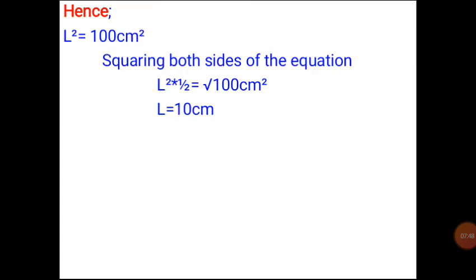Hence, when you take the square root of both sides, you have L raised to power 2 times 1 over 2. 1 over 2 at power is the direct representation of a square root. So you have 2 times 1 over 2, which will be L raised to power 1. At the end of the day, 2 cancels 2, and you have L raised to power 1 equals the square root of 100, and the square root of 100 is 10 centimeter. Therefore, the length is 10 centimeter.